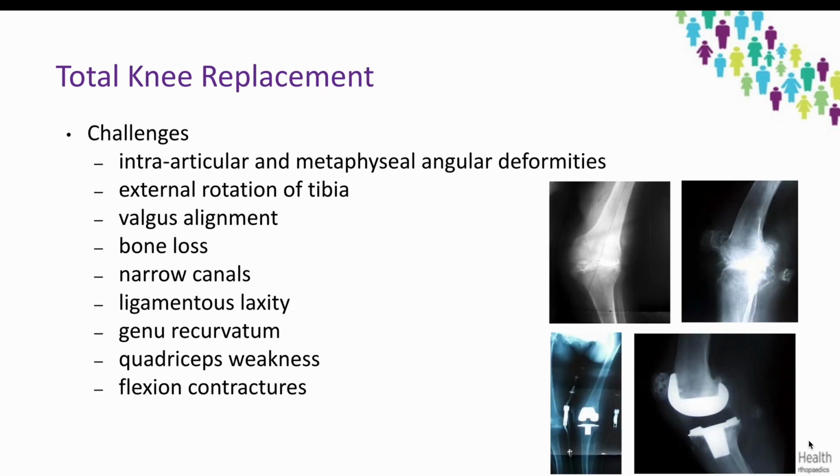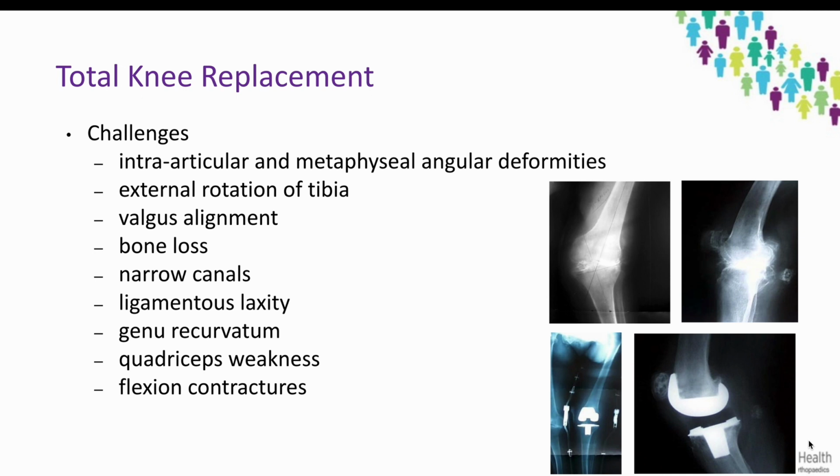As patients with post-polio weakness get older, they can also develop osteoarthritis and require total knee replacement. Just wanted to go through some of the challenges associated with knee arthroplasty. So there can be intra-articular and metaphyseal angular deformities. They can have external rotation of the tibia. They often develop valgus alignment due to contractures of the iliotibial band. There can be bone loss due to the poor bone quality. They have narrow intramedullary canals. They also develop ligamentous laxity.